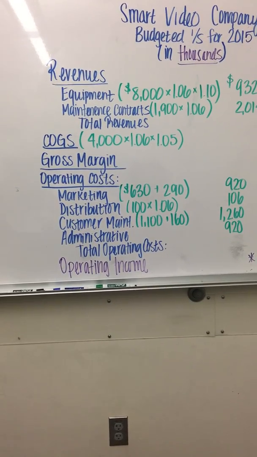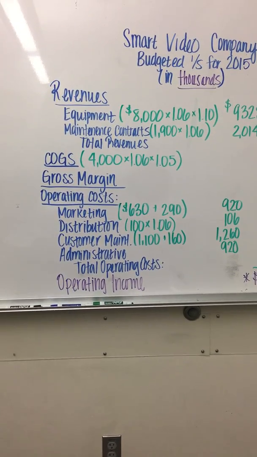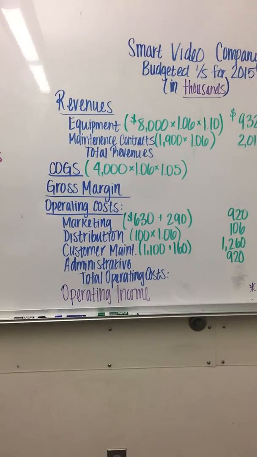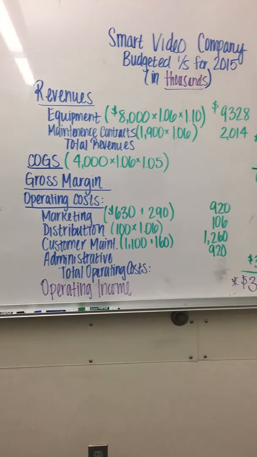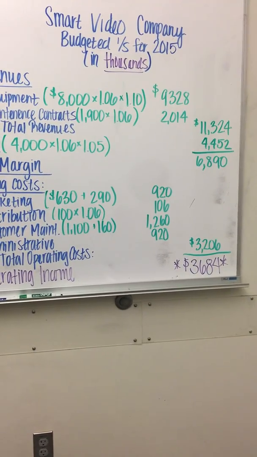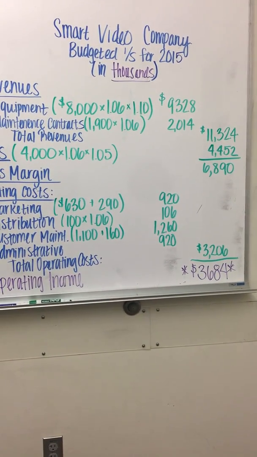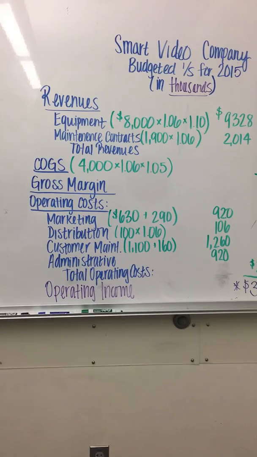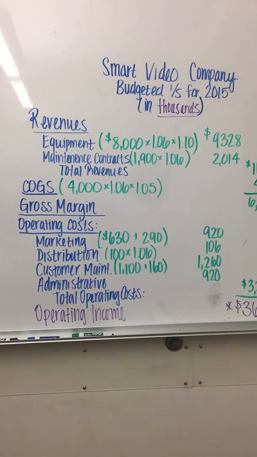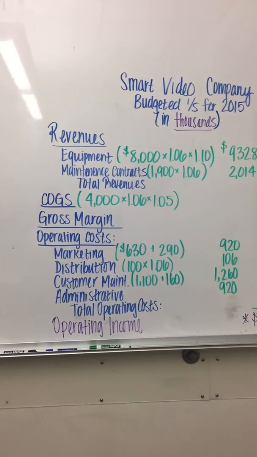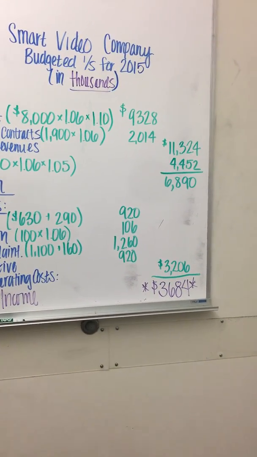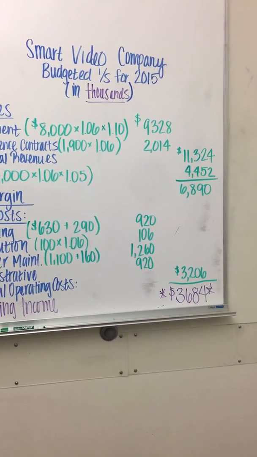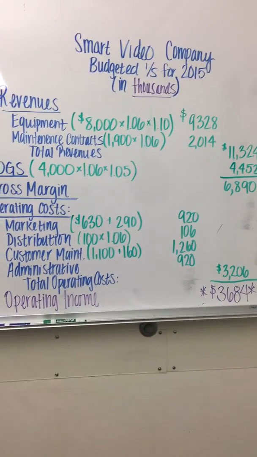However, we also know that equipment sales in units increased by 6%. And so we have to take that into consideration when we are computing the costs. And we get $4,452. Now we compute the gross margin before operating income, which we simply subtract the two. So we get $6,890 after taking our cost of goods sold from our total revenues.